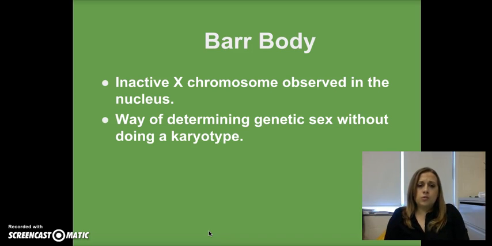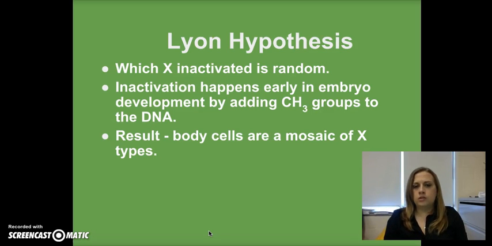We're going to talk quickly about what happens to the extra X chromosome in females. I don't know if you guys have come across the term Barr body in your reading yet, but it is an inactive X chromosome that's observed in the nucleus. This is actually a way of determining genetic sex without doing a karyotype, because you can usually see the Barr body in the nucleus. And so it's going to be an indication that one X has been inactivated, meaning there are two X's present, so it has to be female that you're looking at.